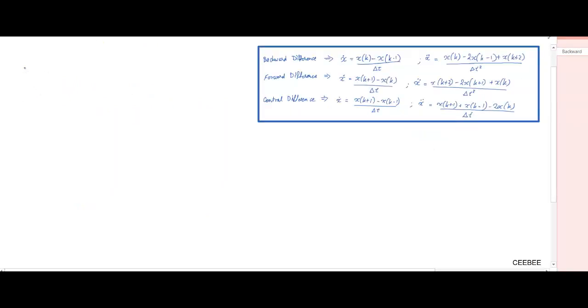So I have this table right here, and we'll just use this table. This is the equation of motion for our damped spring mass system. Now in this case we'll just use the backward difference method, but you could use any of the three methods to solve this. All you do is substitute these values for x double dot and x dot, and then you basically just solve it.